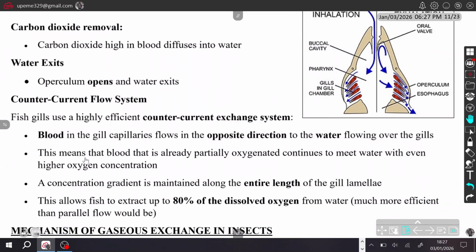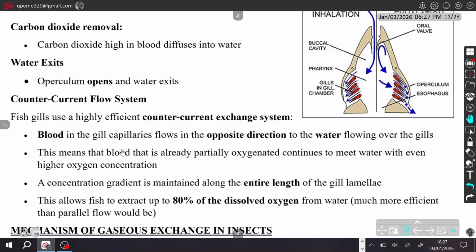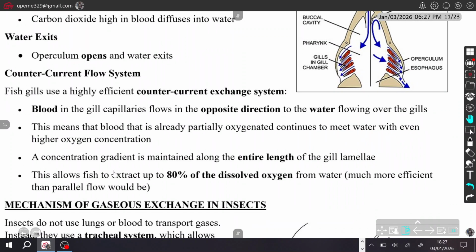So they're saying this means that blood that is already partially oxygenated continues to meet water with an even higher oxygen concentration. So we are saying a concentration gradient is maintained along the entire length of the gill lamella.